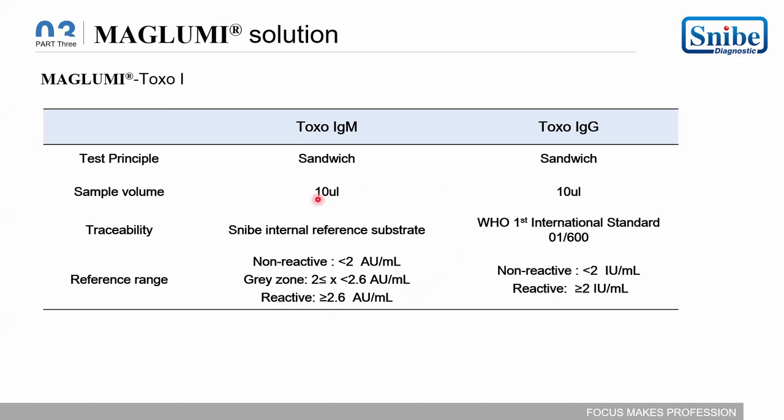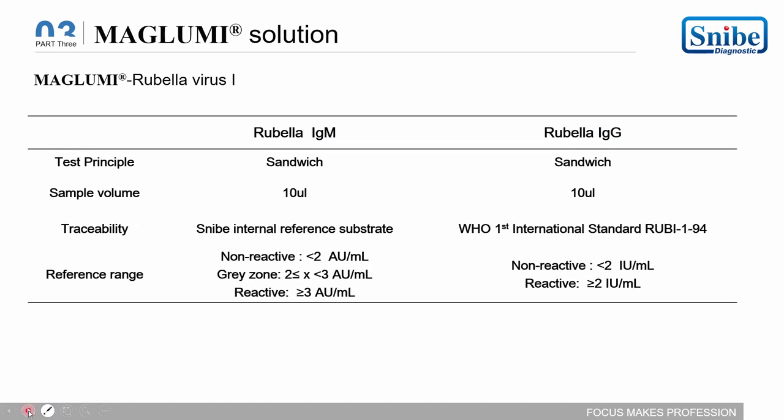If we talk about the IgG, non-reactive is less than 2, and reactive is greater than 2. So these are the results interpretation for the Toxo 1. If we talk about the rubella, we have a rubella assay also based on the sandwich principle.